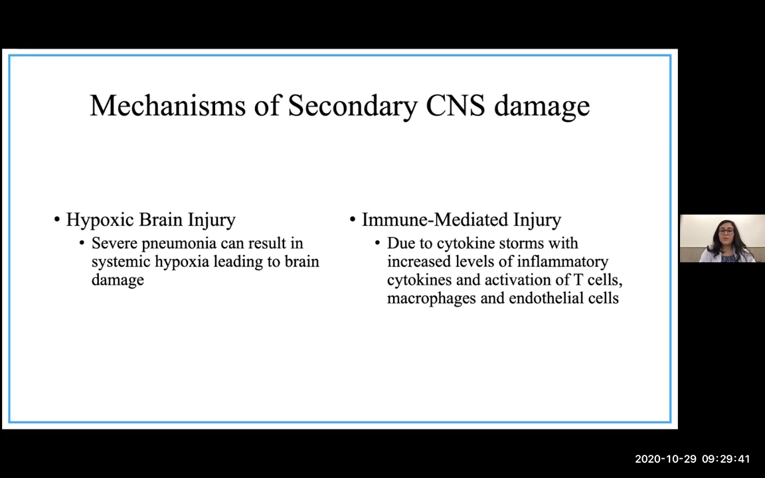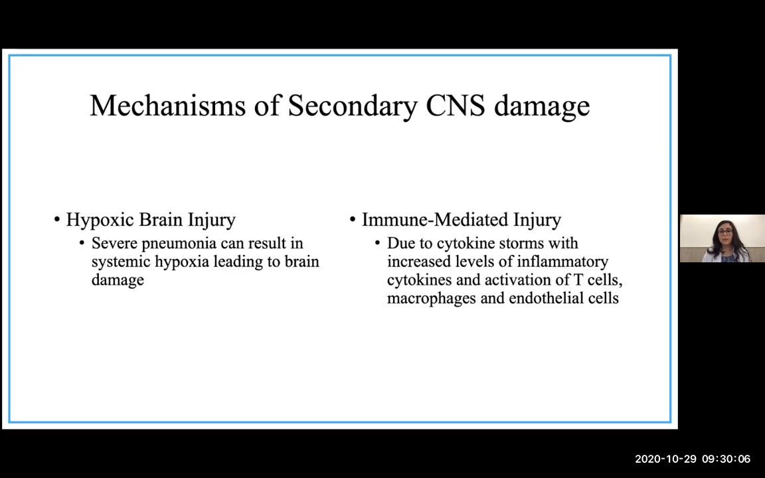There are mechanisms for secondary CNS damage. And these include hypoxic brain injury and immune-mediated injury. So hypoxic brain injury is when you have severe pneumonia and it results in hypoxia and therefore brain damage. So this is largely due to peripheral vasodilation, hypercarbia, hypoxia, anaerobic metabolism, and accumulation of toxic compounds that results in neuronal swelling and edema of the brain.